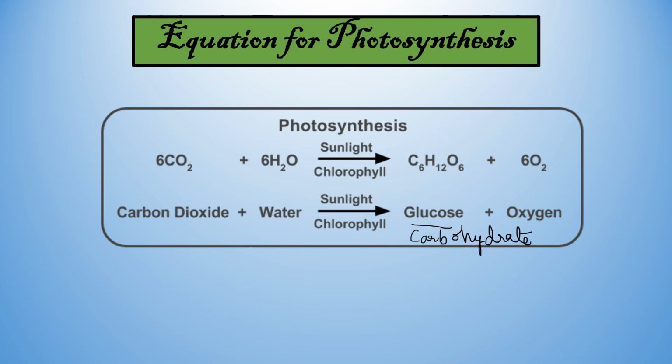Food is prepared in the form of glucose first, and then this glucose, whatever has to be used by the plant, is used up. The rest is converted to starch and stored in various parts of the plant.